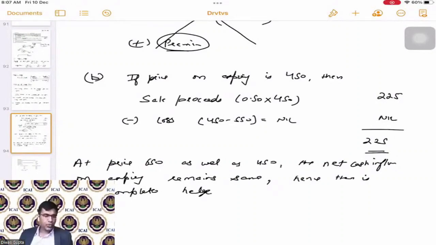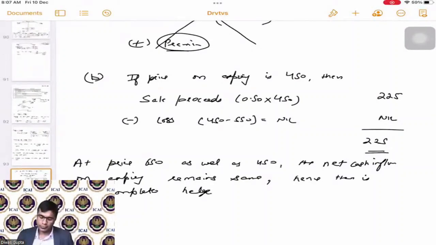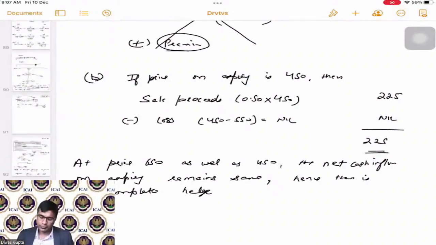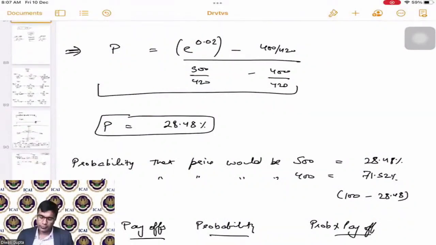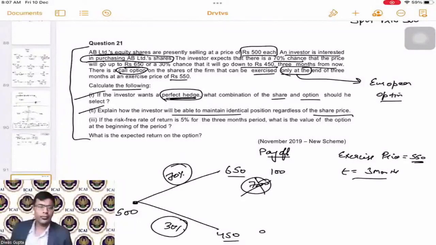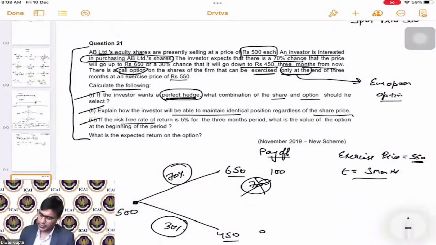Now let us go to the third part. Where is our question? Yeah, this one. Now see the third part. Yes. So the third part says AB Limited, if the risk-free rate of return is 5% for 3 months, they are giving that R is 5% for 3 months. What is the value of the option at the beginning of the period?